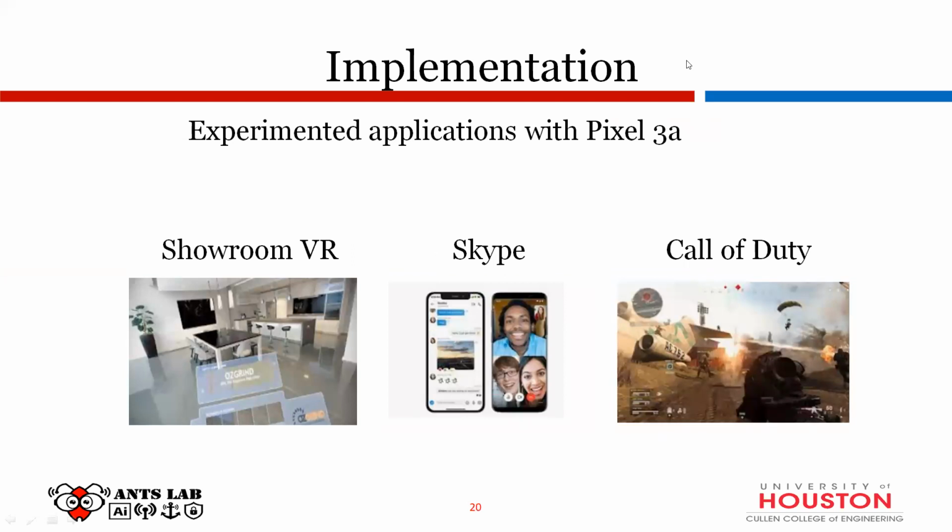As for the Pixel 3a, there are three other applications. The first is the showroom VR, which shows you around how a room would look if you wanted to rent it. The second is Skype, a communication system we all know. And the third is a mobile game, which some people might play. Those are the three other applications we'll be going through.